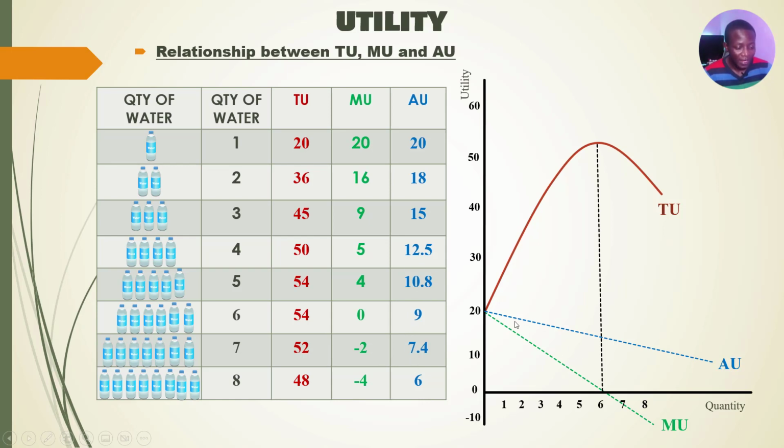That is why with a curve, the average utility curve does not touch the x-axis. Because if it touches the x-axis, it means it's attaining a negative value. But average utility can never be negative or 0. Okay, so that's all for the relationship between total utility, marginal utility, and average utility.